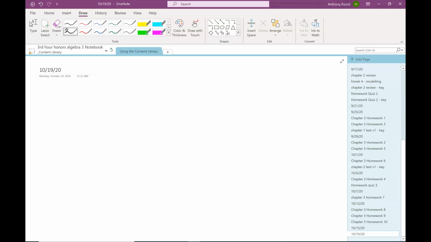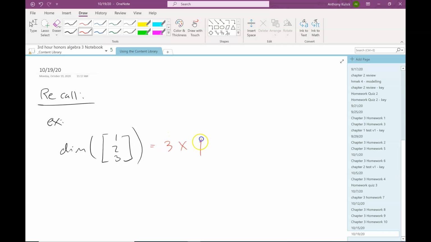Cool. Okay. So just to recall here a little bit. Last time we asked you to do things like find the dimension of something. So the dimension for a matrix like this would be what? This is a 3 by 1. So we have 1, 2, 3 rows and 1 column.